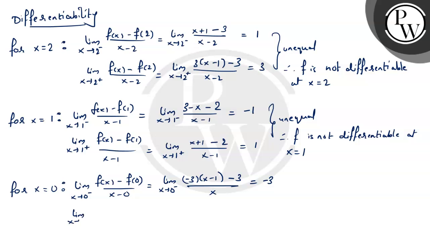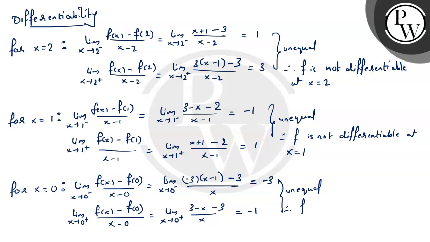And to the right of 0 we have the limit as x tends to 0 plus of f(x) minus f(0) divided by x minus 0, which is equal to the limit as x tends to 0 plus of, where to the right of 0 the function is 3 minus x. So we have 3 minus x minus 3 divided by x, which is equal to minus 1. Again we get unequal limits, and therefore f is not differentiable at x equals 0.